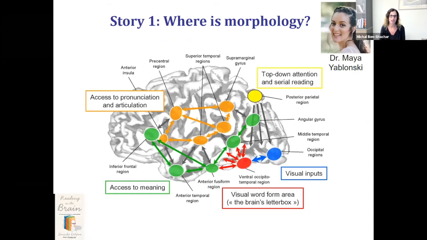First question that we would like to address is a question about morphological processing. And this was the dissertation of Maya Jablonski, who is here in the audience. What Maya wanted to understand in this beautiful model of the reading pathways, why are we not seeing a role for morphological decomposition? Which pathways are implementing morphological decomposition? Are they the dorsal pathways? Are they the ventral pathways?